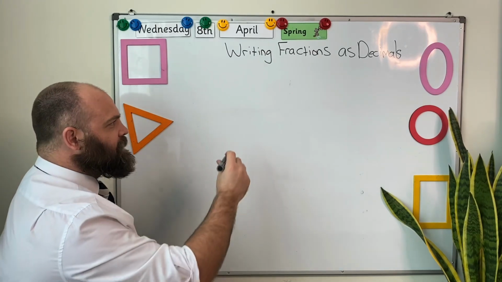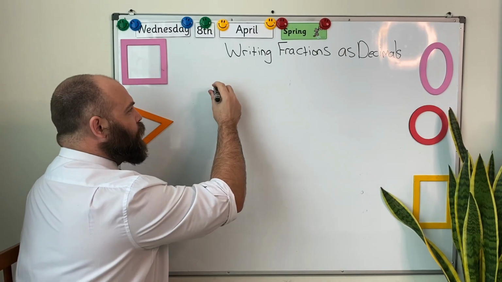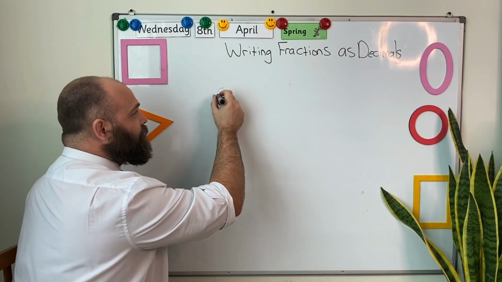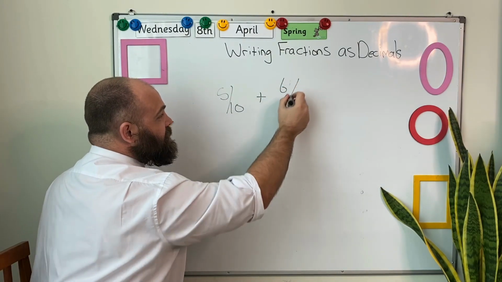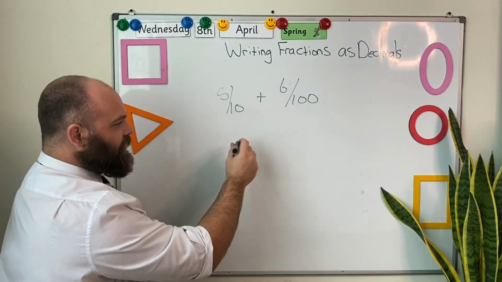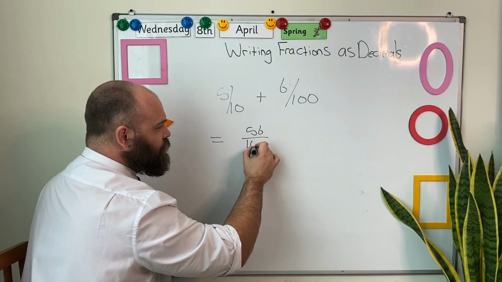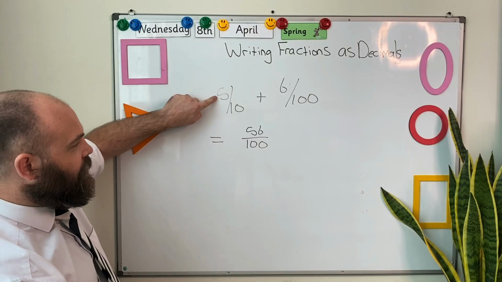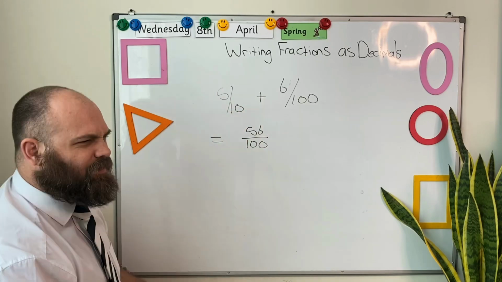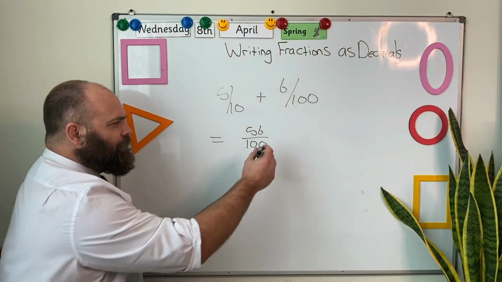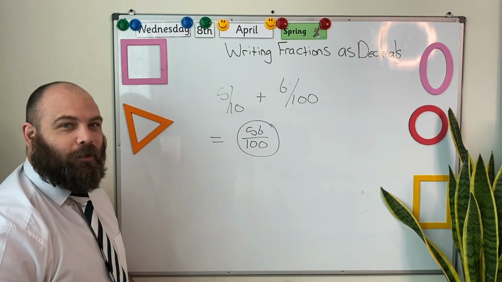Yesterday, or in our last lesson, we added tenths and hundredths. And we found that if I added 5 tenths and 6 hundredths, I would get a fraction that looked like this. 56 hundredths, because 5 tenths is equal to 50 hundredths. 50 plus 6 is 56. So if I wanted to write this as a decimal, what do you think I would need to do?